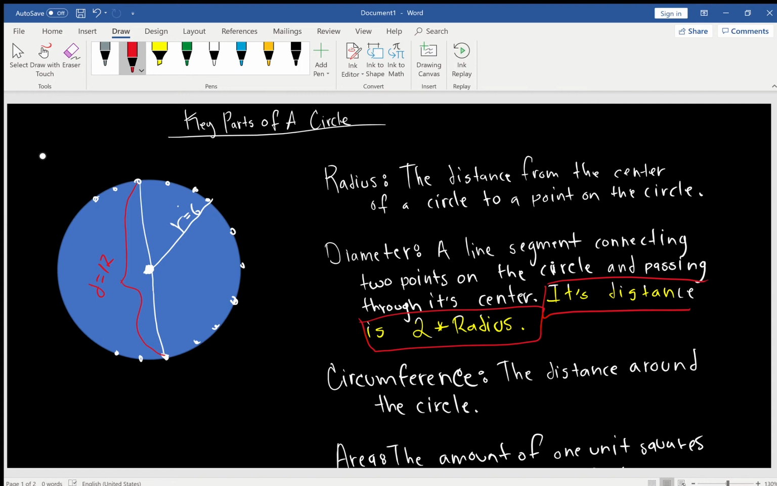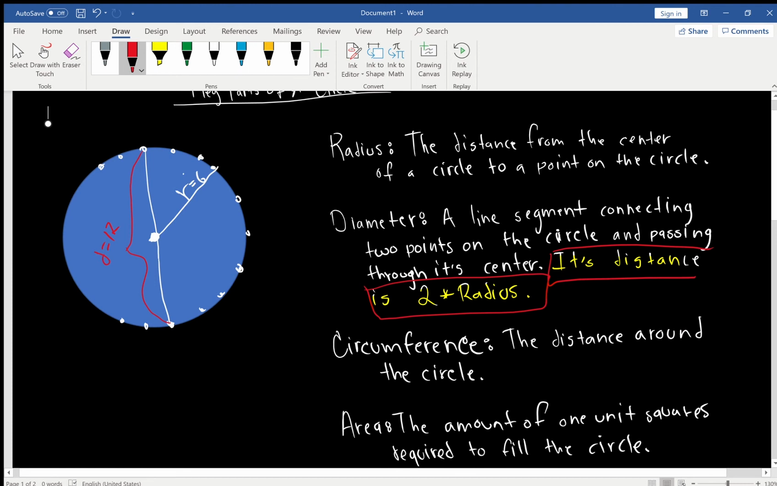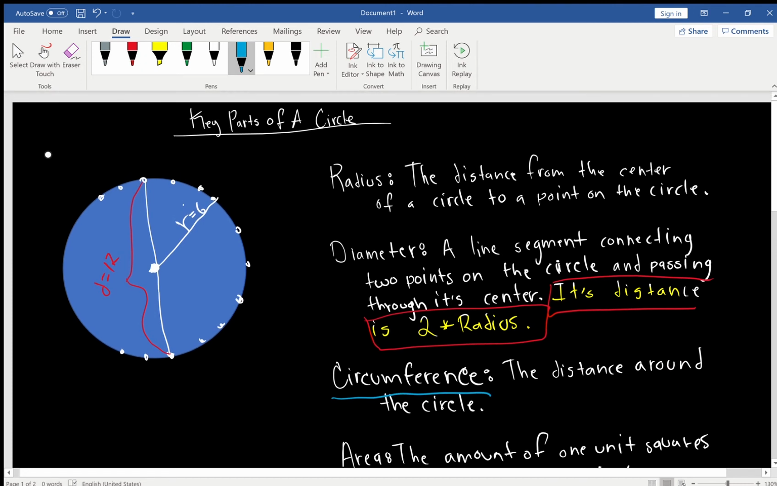Now, our next key term is the circumference. The circumference is the distance around the circle. So in other words, that means this. So the distance around it. So if I were to grab a string, how much string do I need to enclose, so in other words, put around the circle? So not inside the circle, but on the outside. How much string do I need?